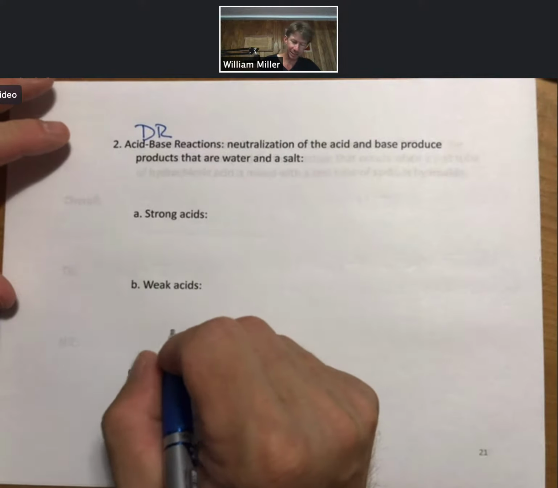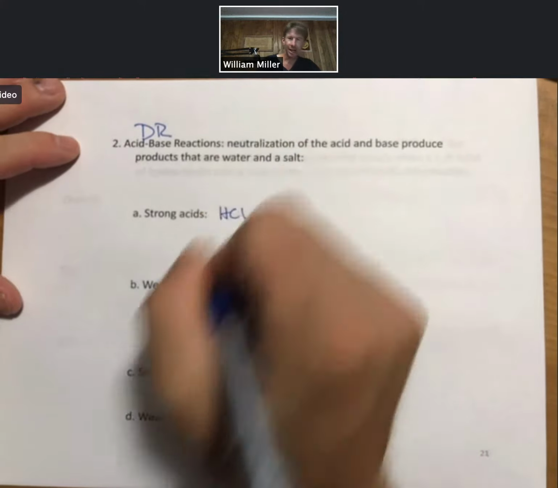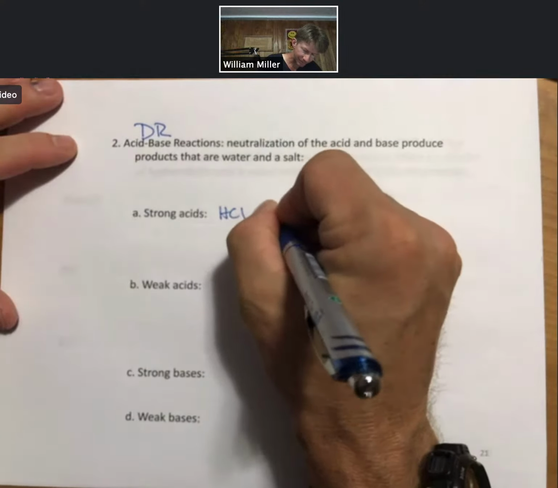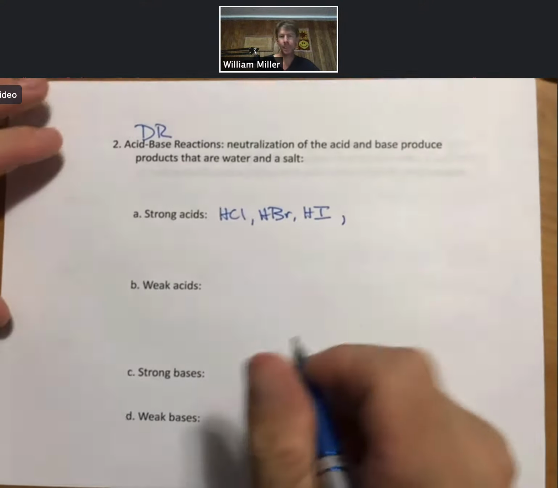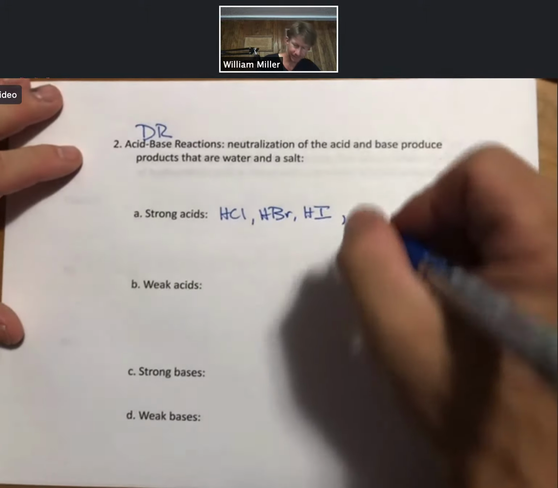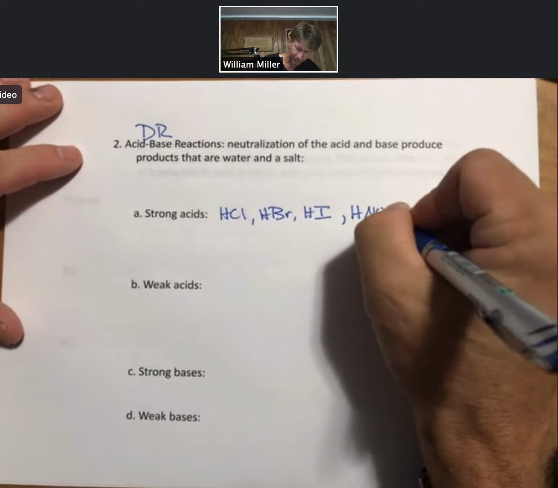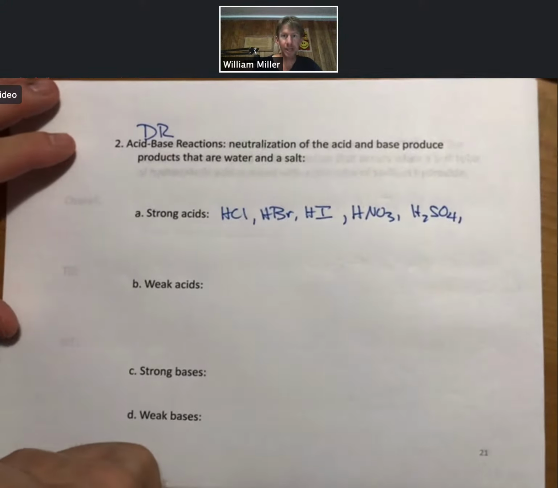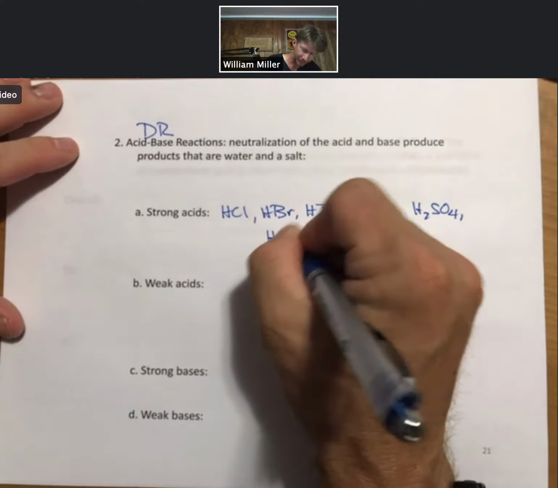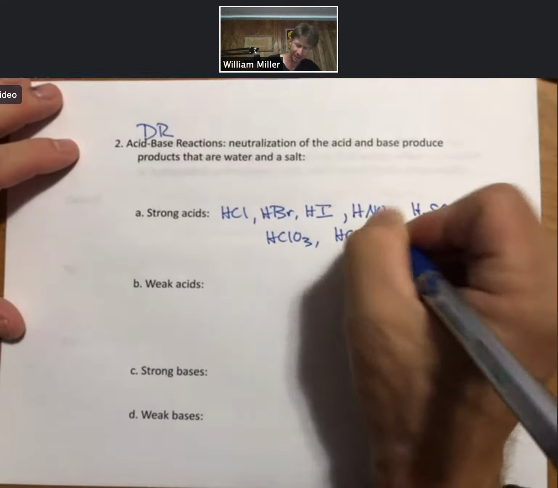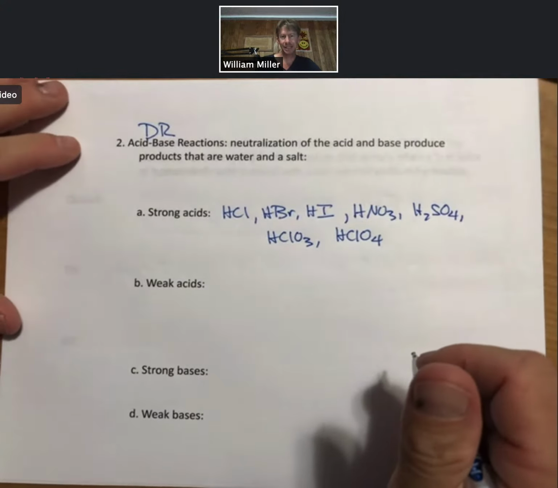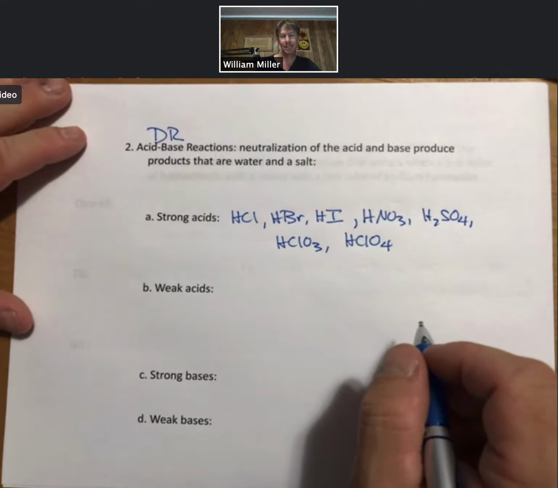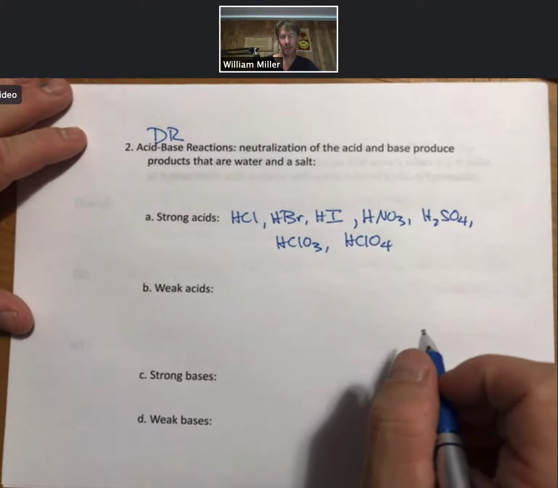Strong acids, there are 7 of them. Hydrochloric acid, hydrobromic, and hydroiodic acid. Nitric, sulfuric, chloric, and perchloric. Those are always the two I think of last. They're the least common in general chemistry. 7 strong acids. That's it. Memorize them, know them. There are thousands of weak acids. There are only 7 strong acids, so memorize them.